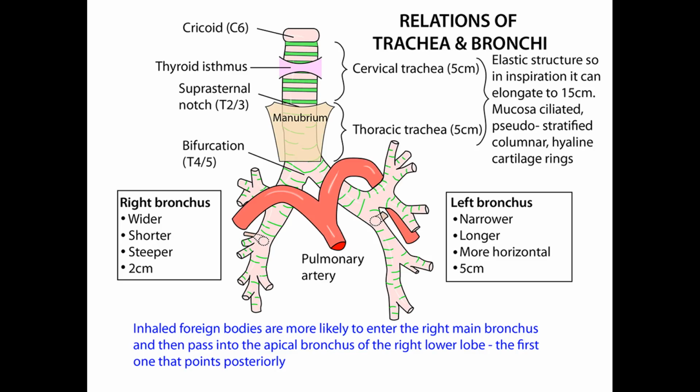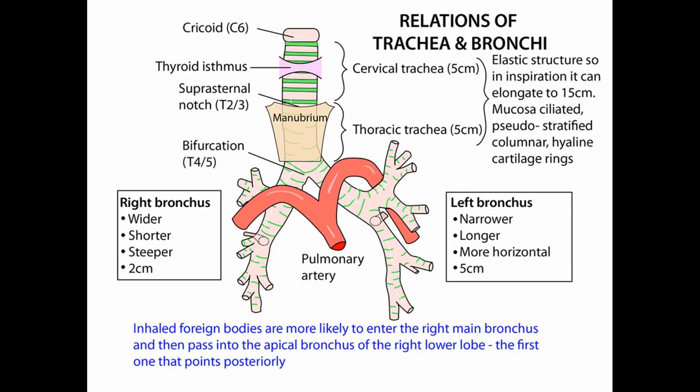The site of bifurcation is called the carina, and below that the two main bronchi pass to the left and right. Now the right bronchus is wider, shorter, steeper, and approximately 2 centimeters long, whereas the left bronchus is narrower, longer, more horizontal, and is approximately 5 centimeters long.